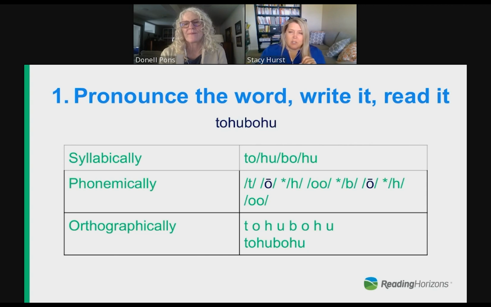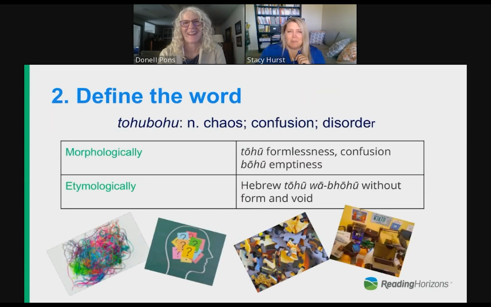So orthographically, it's spelled very close to how it sounds. The only difference is to represent the oo sound, we're going to use a U in this case. We know it can be represented in different ways. But other than that, the spelling is tohu bohu. That's a lot of letters. And we've taken the time now to pronounce it, write it, and read it. I would have you write it maybe a couple times. It does sound like gibberish. I agree. Okay, let's go to step 2.